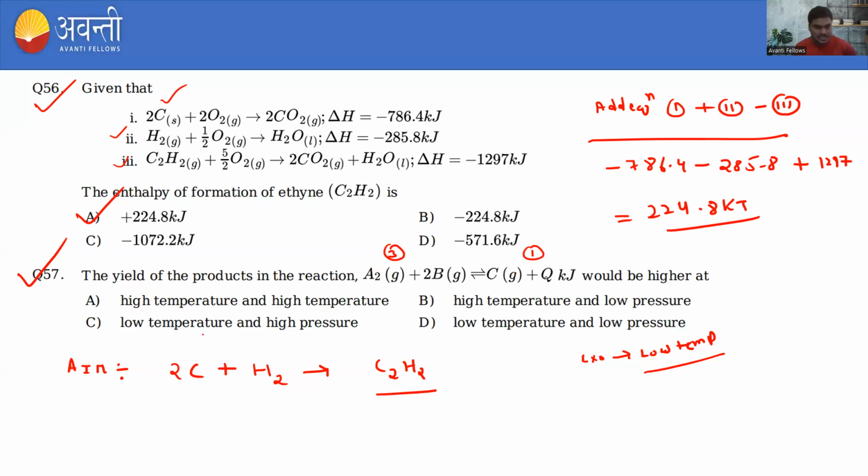So high pressure and low temperature. Low temperature, high pressure. Yeah, option C. That is low temperature and high pressure are the favorable condition.